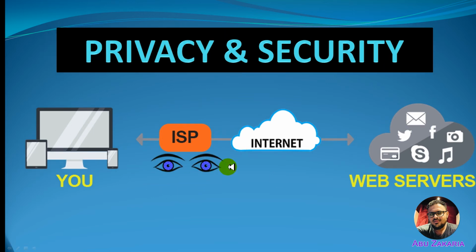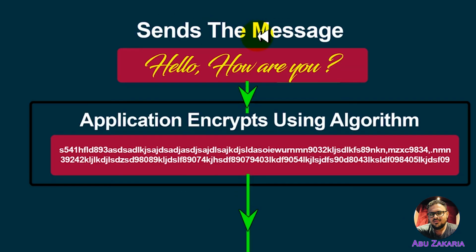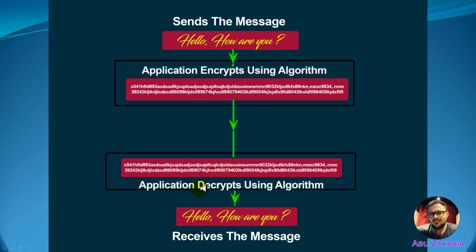It may be possible that the ISP is keeping an eye on you, tracking your activities, what you're doing and what you're not. For this kind of threat, you have to understand what encrypted data is. Encrypted data converts the information into code using an algorithm. For example, if you send a message on WhatsApp, hello, how are you, the application encrypts it using a very unique algorithm into a message which is impossible to understand. Then WhatsApp on the other side receives the code and applies the reverse algorithm to convert it into a meaningful message.